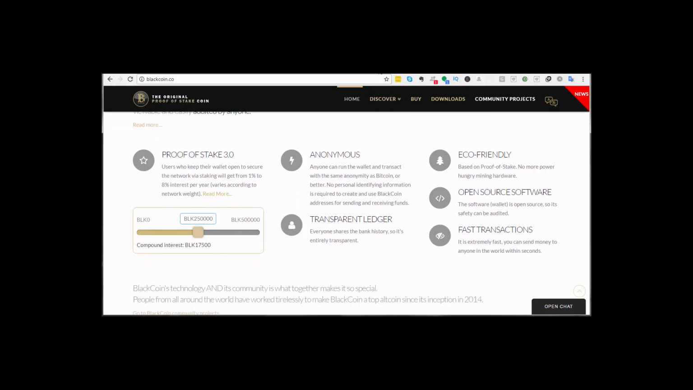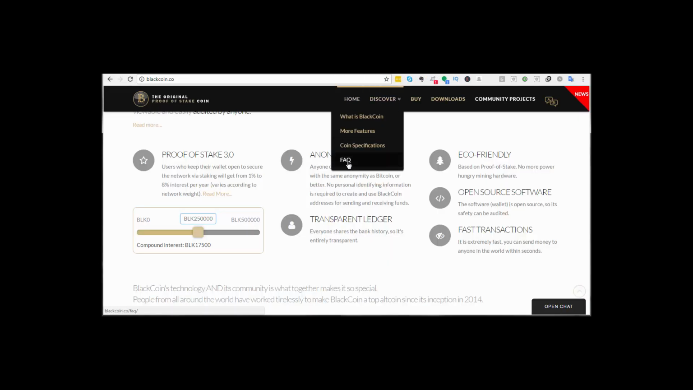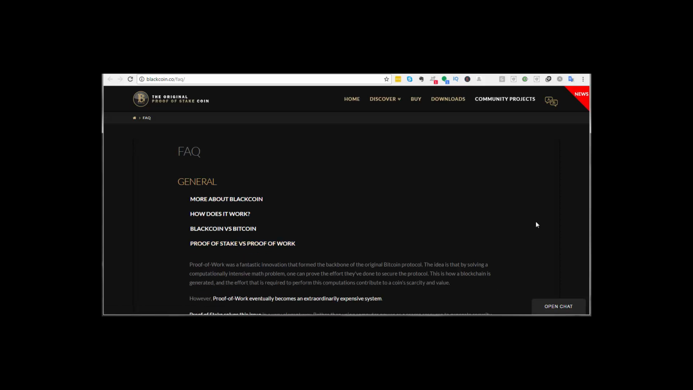If you want to find out what that is, you can hover on to the FAQ right here, which is on this page now. You can find out more about Blackcoin, proof of stake, and click on that. Proof of stake versus proof of work. Do your research, it'll tell you what it is.